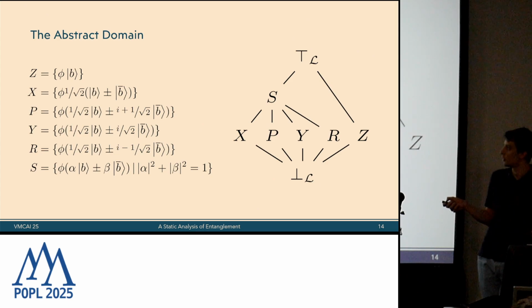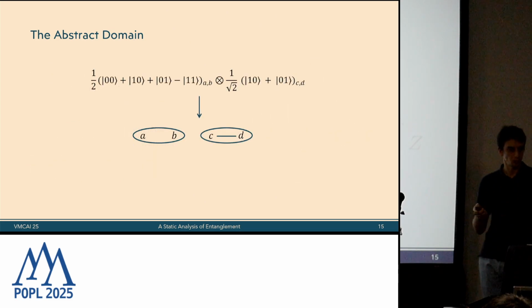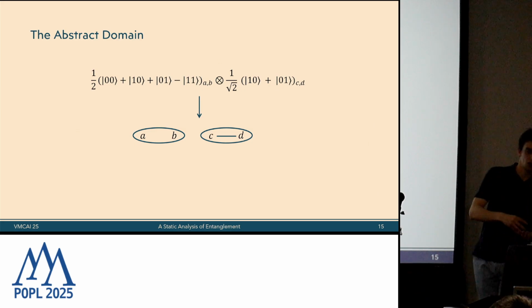You see that the only difference between these four is the phase, but we always have B and minus B, the negation of B. So we also introduce S, that is every state in which we have a uniform superposition between two bases, and then we have the top and the bottom of the lattice. So how do we put together the label with the domain in the abstract domain?